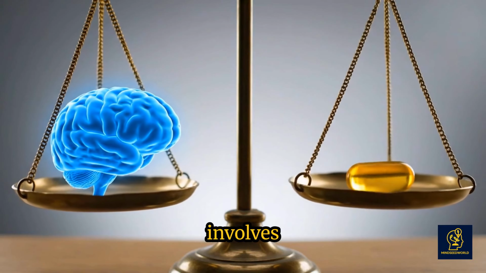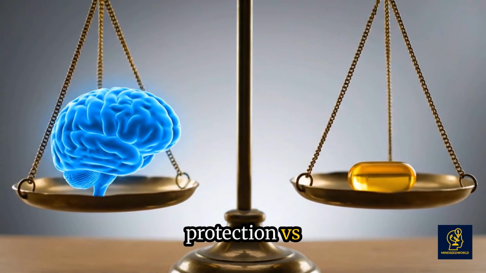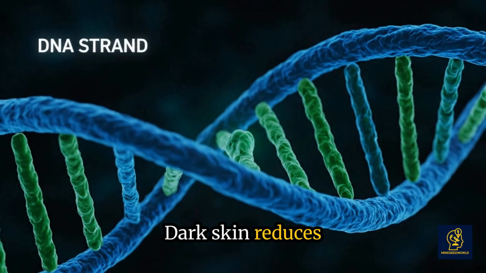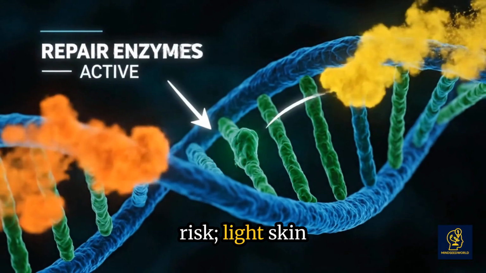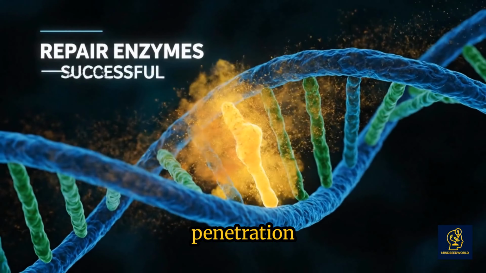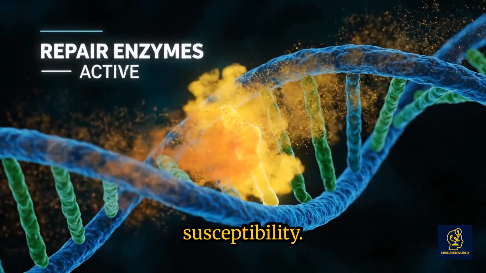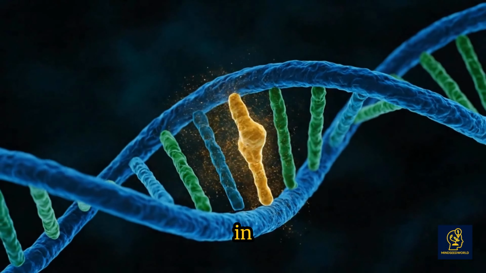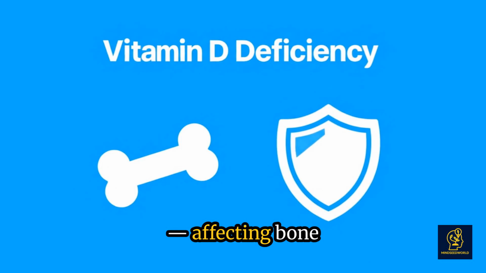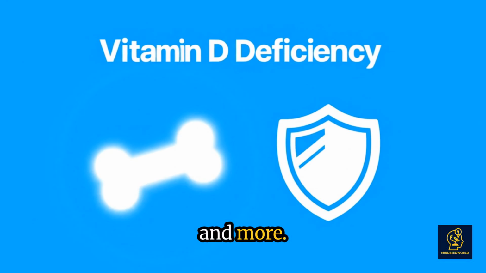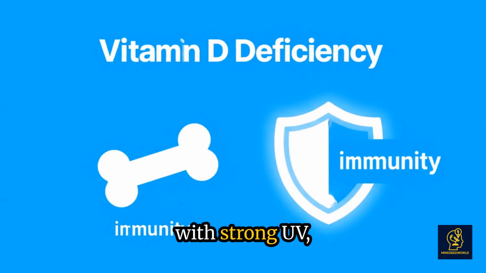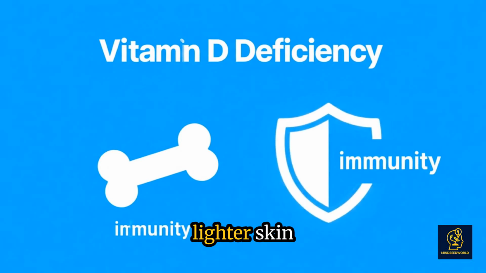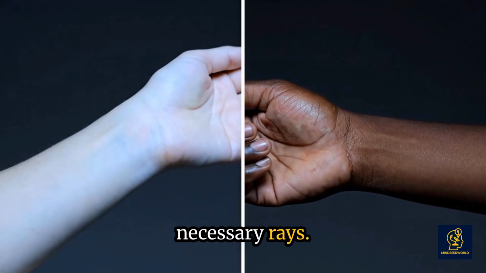Adapting skin pigmentation involves trade-offs: protection versus UV absorption for vitamin D. Dark skin reduces UV damage and mutation risk. Light skin allows more UV penetration, but carries higher skin cancer susceptibility. Too little pigment can lead to vitamin D insufficiency in low UV areas, affecting bone health, immunity, and more. In regions with strong UV, darker pigmentation protects. In weak UV, lighter skin helps absorb necessary rays.